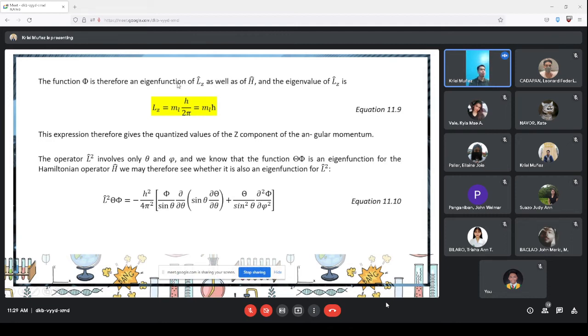So it is an eigenfunction of the angular momentum along the z-axis and of the Hamiltonian operator. And the eigenvalue of the angular momentum operator along the z-axis is equal to m sub l h bar, or m sub l h over 2 pi. Okay, so yun yung eigenvalue niya. So this expression therefore gives the quantized values of the z component of the angular momentum.